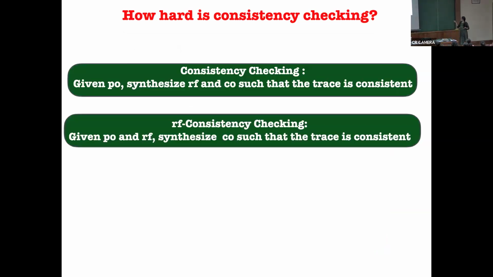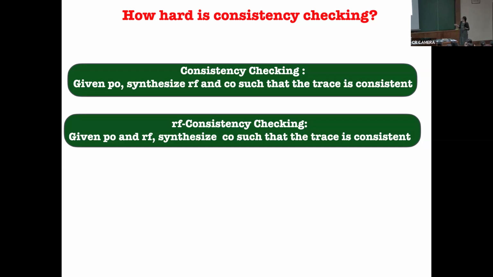So I'm just going to ask you these two questions. There are two different questions I'm writing here. One is consistency checking, which says, given the program order, can you synthesize RF and CO so that the resultant graph respects your memory model? That's one kind of question. The second kind of question is what is called RF consistency checking, which means I am given both PO and RF. Can I synthesize CO so that the resultant graph is consistent? Now, clearly, this is an important step in my model checking algorithm, because if I can do these reasonably well, that's like one part of the algorithm taken care.